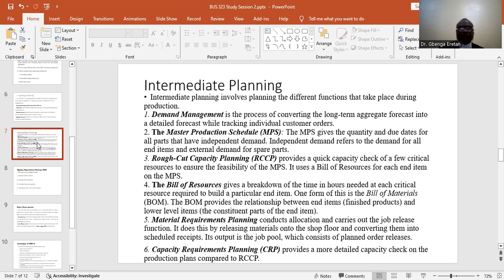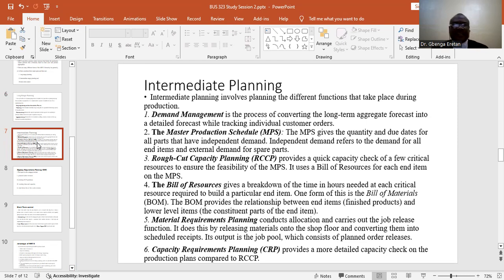Number two indicator of intermediate planning is the master production schedule, which can be described as MPS. The MPS gives the quantity and the due date for all parts that have independent demand. And independent demand refers to the demand for all end items and external demand for spare parts.